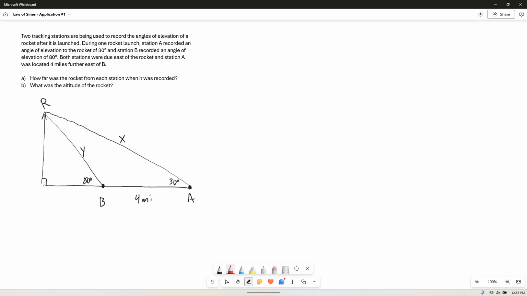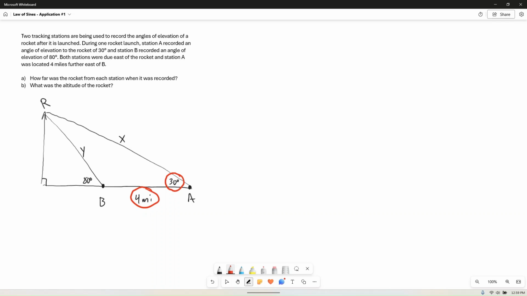We have a 30-degree angle, and right now we're looking at the obtuse triangle. I have a 30-degree angle, and I know the bottom side is 4 miles. That's the only information I know about this obtuse triangle. We can find more, but that's all we know: one angle and one side.